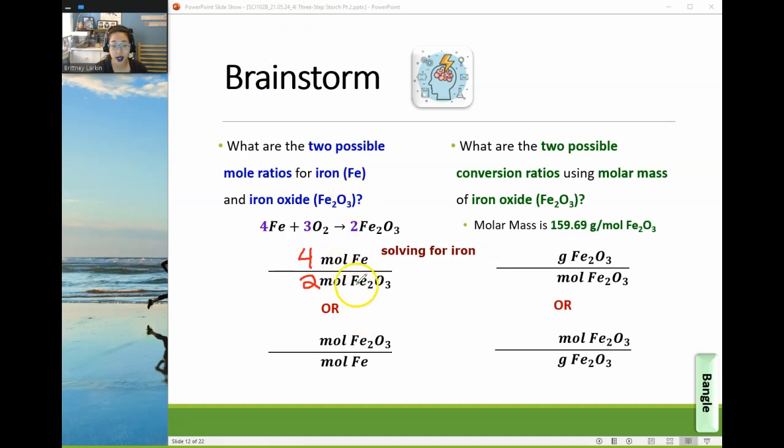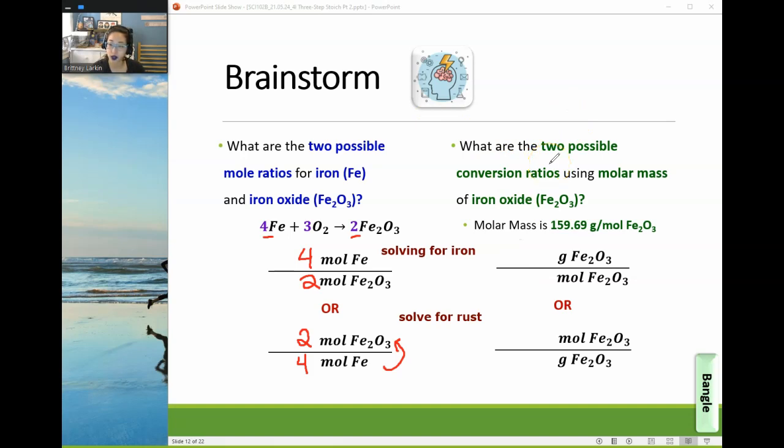However, if I want to instead go from iron to iron oxide, then I would need to flip this, right? So if I want to solve for iron oxide, which is just rust, right, then that one needs to go on top. And I would just flip these numbers as well. So still making sure that the 2 goes with iron oxide because that's what I have in my equation, and the 4 goes with iron because that's what I have in my equation up here. Okay.